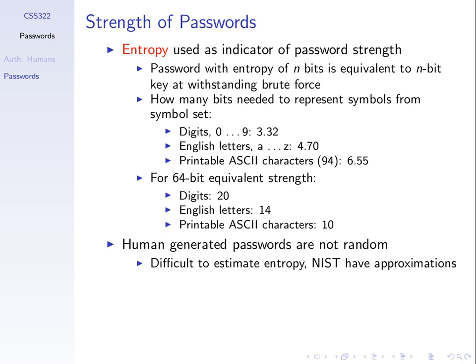And we can think of that as really using entropy as an indicator of the password strength. A password with entropy of n bits is equivalent to an n-bit key at withstanding a brute force attack. In other words, this password, 10 characters from the set A to Z and 0 to 9, has an entropy of about 50, because the number of attempts it would take to do a brute force attack is about 2 to the power of 50. So it's equivalent to about a 50-bit key if it's a random key. So it's just a way to relate passwords, which are not normally binary but are characters, English characters or so on, back to something we can compare about binary values.